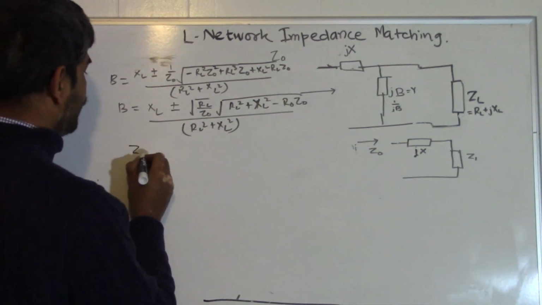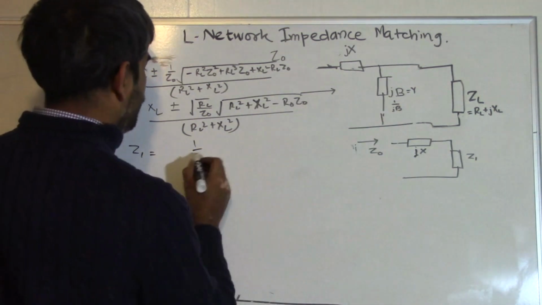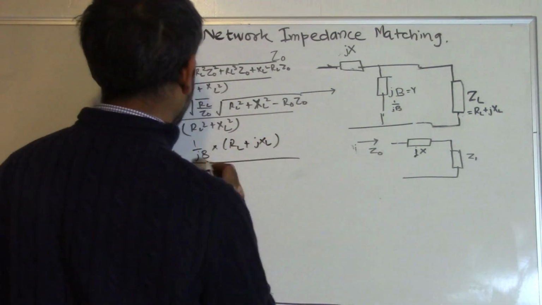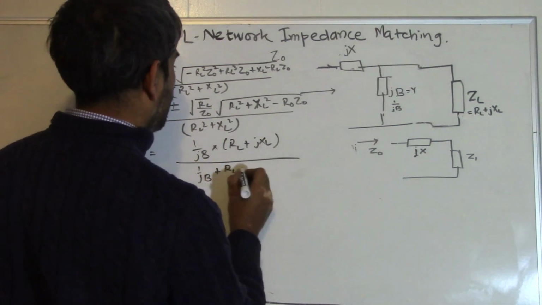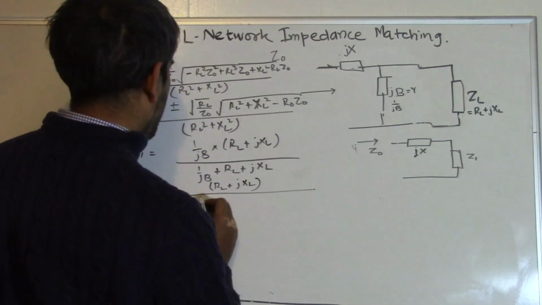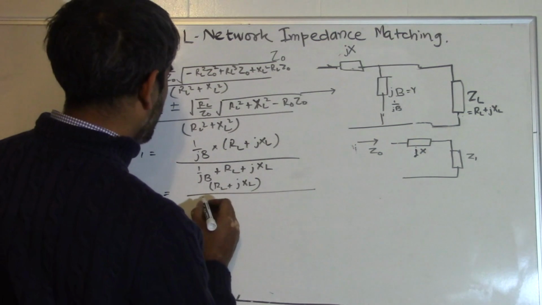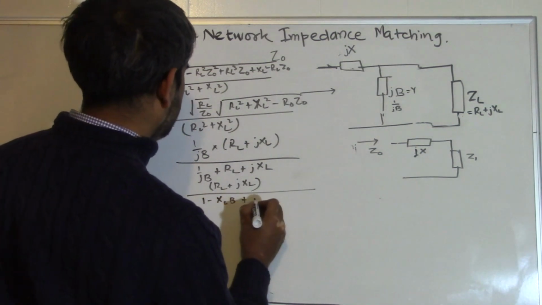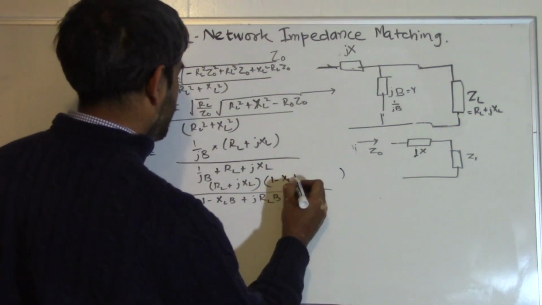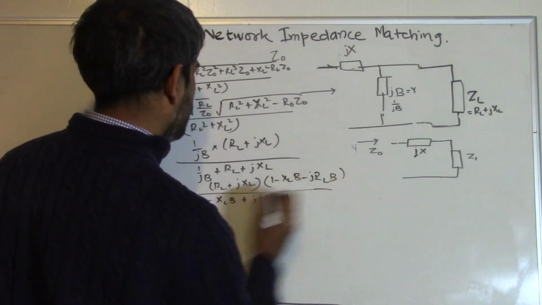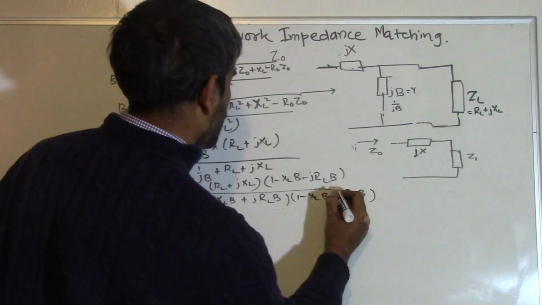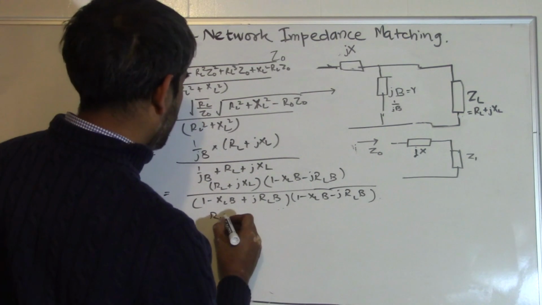So quickly, we had Z1 equal to 1 upon jB into (RL plus jXL) divided by (1 upon jB plus RL plus jXL), and this we had gotten as RL plus jXL divided by 1 minus XL into B plus jRL into B, and this whole thing multiplied by its complex conjugate, 1 minus XL into B minus jRL into B, and that gave us RL. These terms are cancelled out.